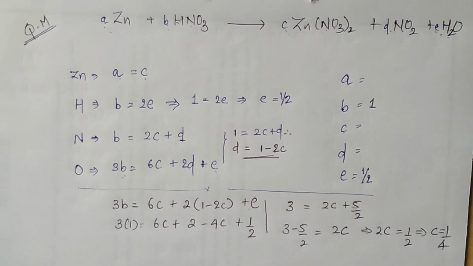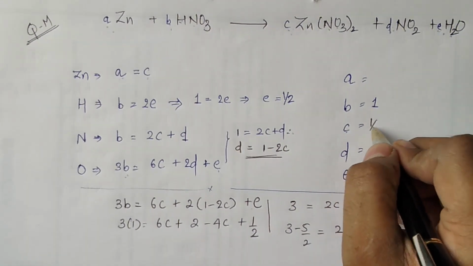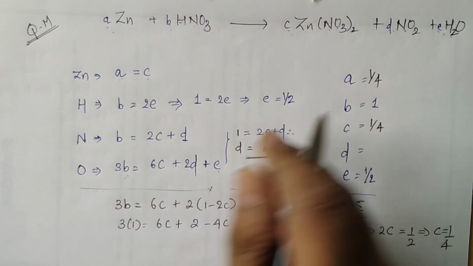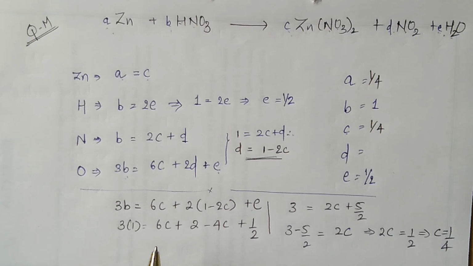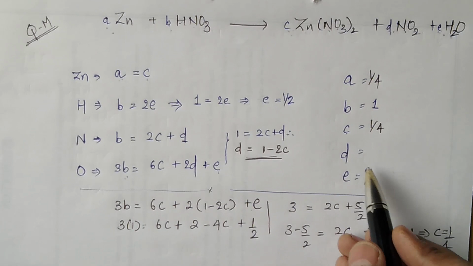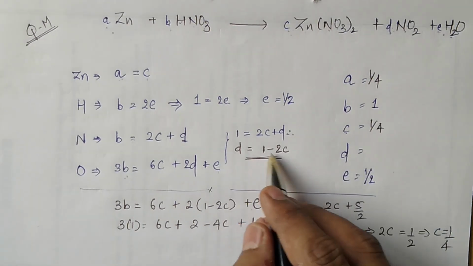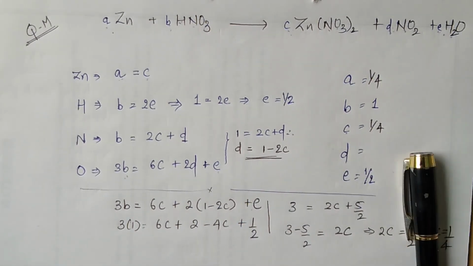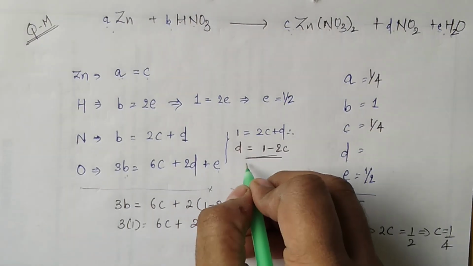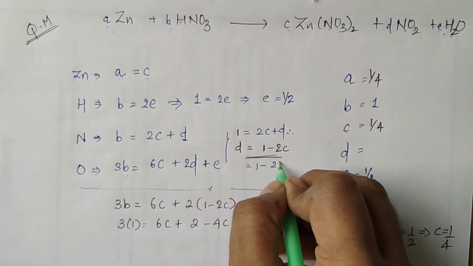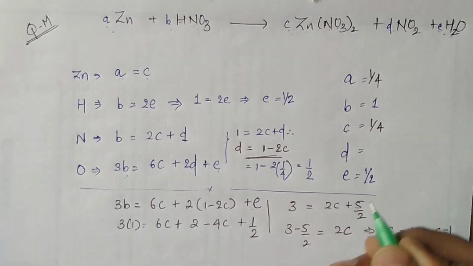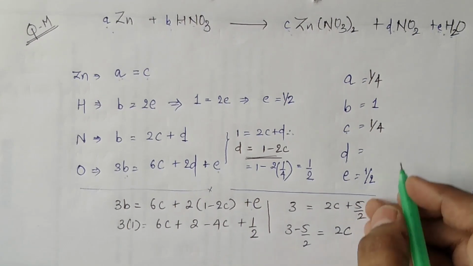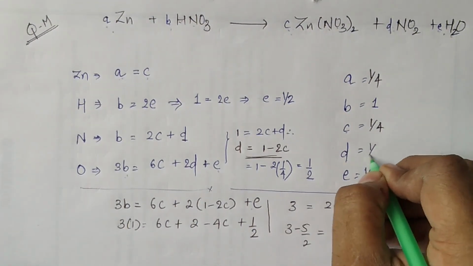1 by 4. If C is equal to 1 by 4, then I am getting the value of A also equal to 1 by 4 from equation 1. I am having A equals C. So if C is equal to 1 by 4, A is also equal to 1 by 4. Alright. Now the last coefficient, that is D. D is equal to 1 minus 2C. I got the value of C as 1 by 4. So D is equal to 1 minus 2 into 1 by 4. So that will be equal to what? 1 by 2. So this answer is equal to 1 by 2.